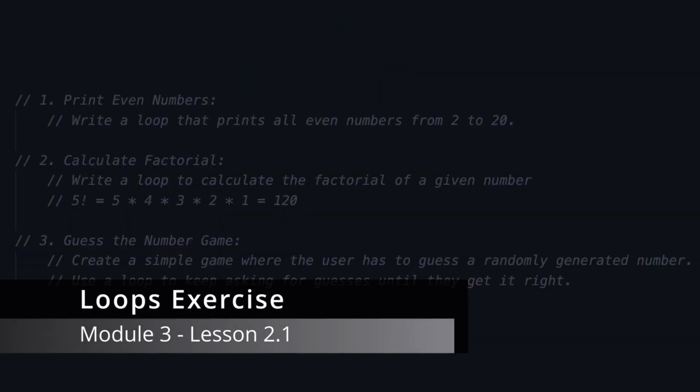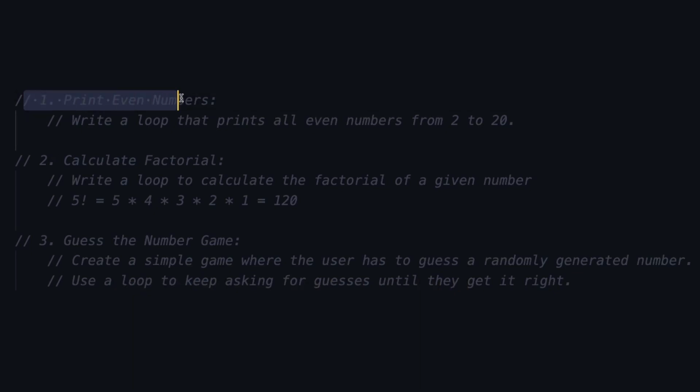And now let's practice what you just learned. You have 3 exercises to complete. The first one is to print even numbers. You need to write a loop that prints all the even numbers from 2 to 20, which means that this loop should print 2, 4, 6 and all of the other even numbers until it reaches 18 and then 20. In the second exercise, you need to calculate the factorial of a number by using a loop.